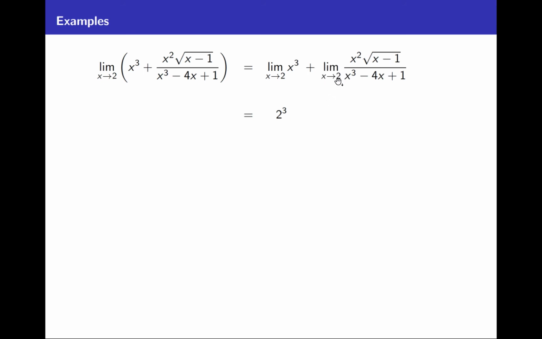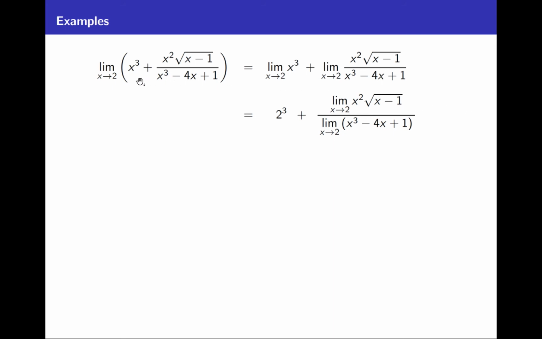What about this next limit? It's the limit of a quotient. So another limit law says we can write that as the limit as x approaches 2 of the top, x squared times the square root of x minus 1, divided by the limit as x approaches 2 of this expression on the bottom.